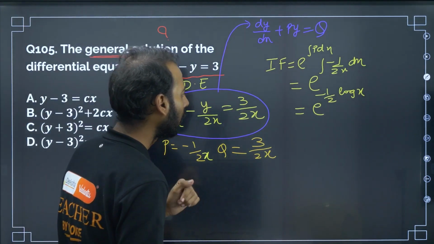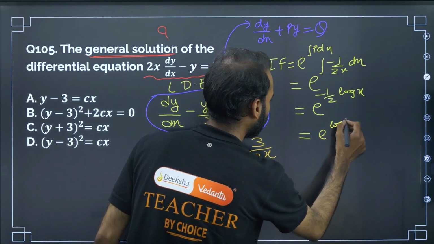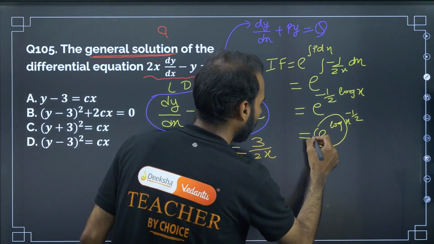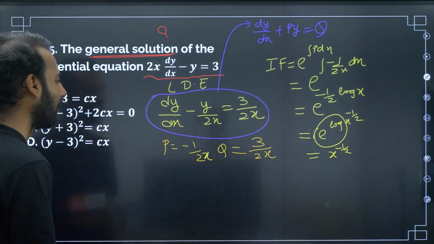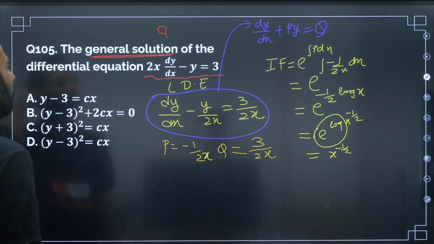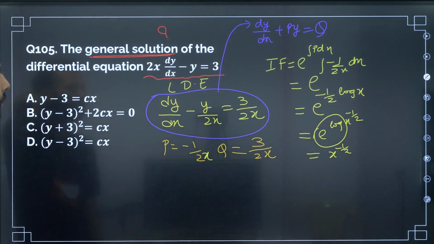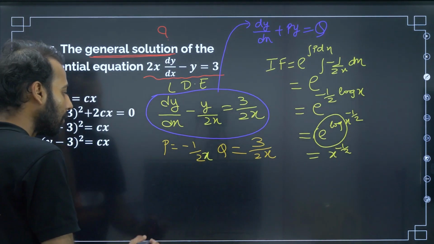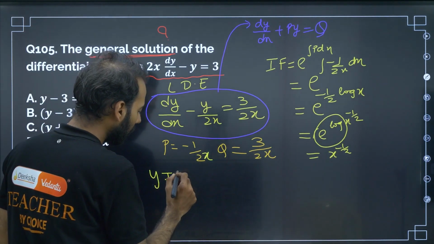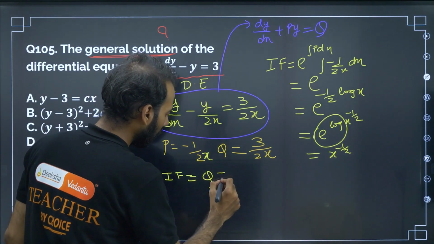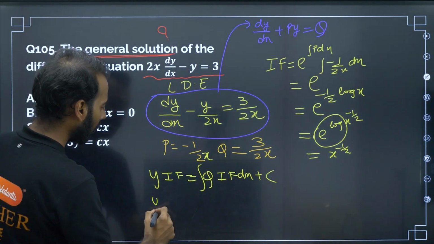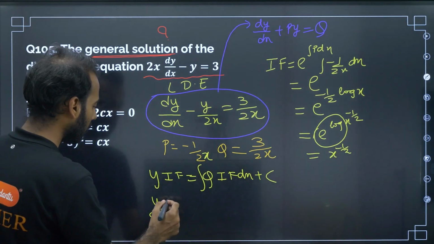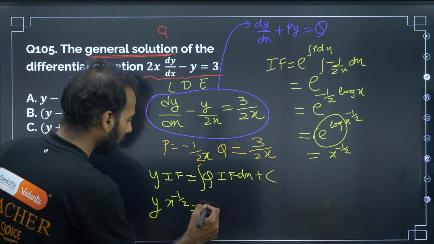Yes, everything is going fine. e raised to log x raised to minus 1 by 2. e and log are inverse operations, so they cancel and we are left with x raised to minus 1 by 2. The general solution of the differential equation 2x dy by dx minus y is equal to 3 we got. Now the solution is given by y times IF is equal to integration Q times IF dx plus c.